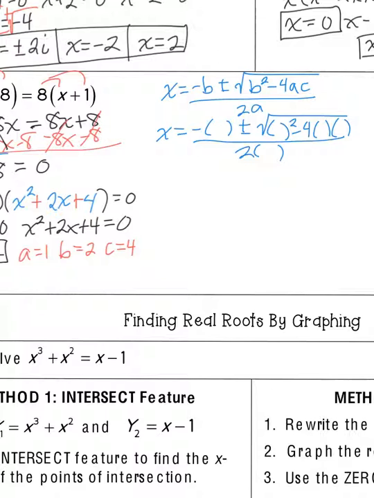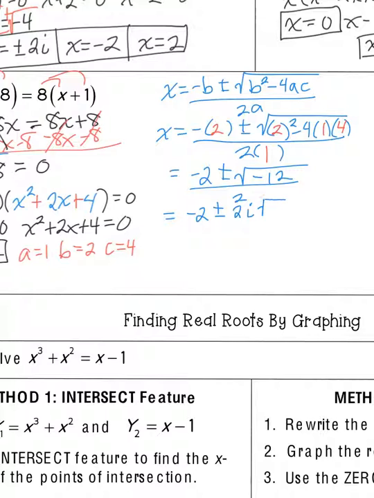So then a is 1, or I'm going to start with b. So b is 2 and 2, and then a is 1 and 1, and c is 4. So I get the opposite of 2, plus or minus the square root of 4 minus 16, which is negative 12, over 2. So I get negative 2 plus or minus the square root of negative 12 simplifies to 2i square root of 3 all over 2. Then you have to divide each of those by 2, so you get negative 1 plus or minus i square root of 3.